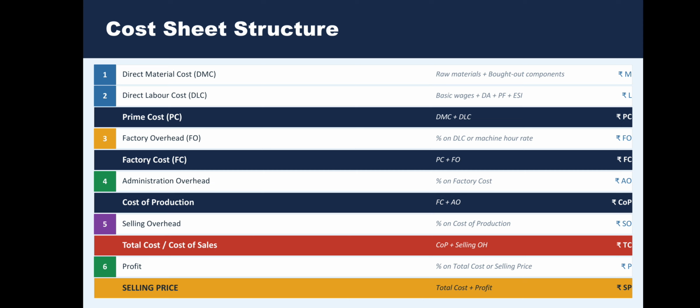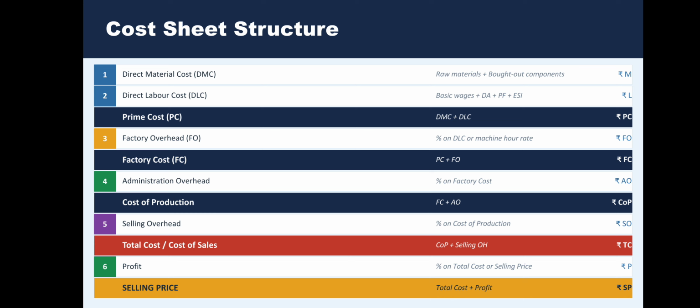The fourth one is administration overhead. We can find it by percentage on factory cost, which is equal to administration overhead. The cost of production is equal to FC plus AO. FC means factory cost, AO means administration overhead. The selling overhead is the percentage on cost of production. So we can find out the total cost or cost of sales, which is COP, that means cost of production plus selling overhead.